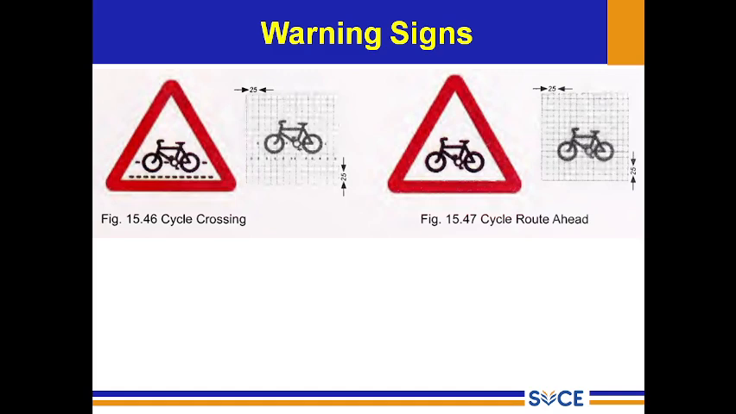Next, the cycle crossing. The cycle crossing is there. So people may cross using cycles. So this type of symbol they use. And for cycle route ahead, this type of symbol is given. So for a crossing, there is a dotted line at the bottom. Without the dotted line, it indicates cycle route ahead.